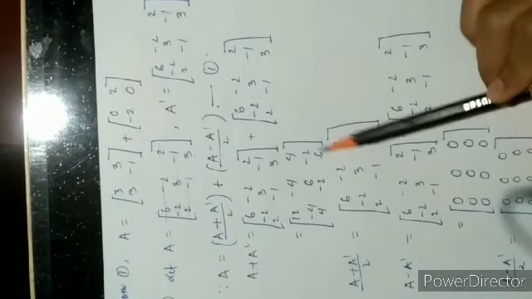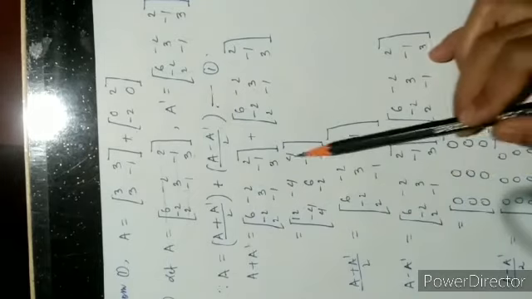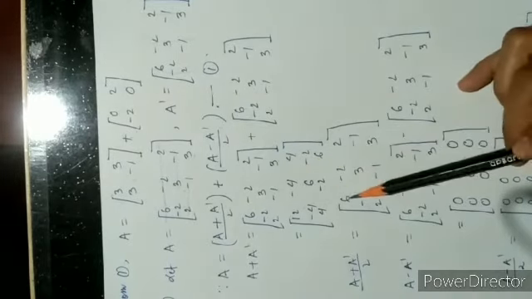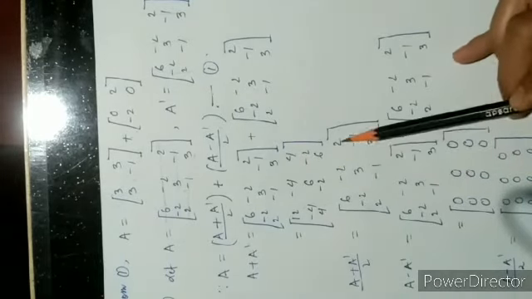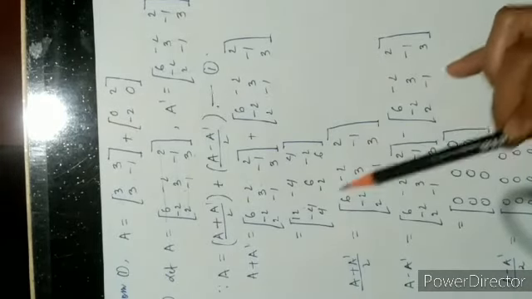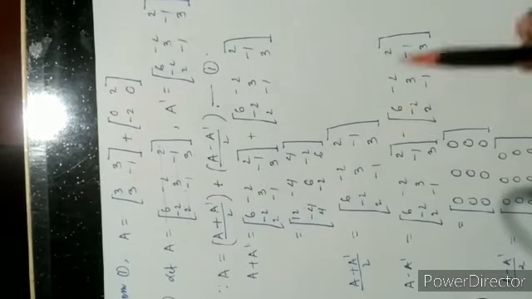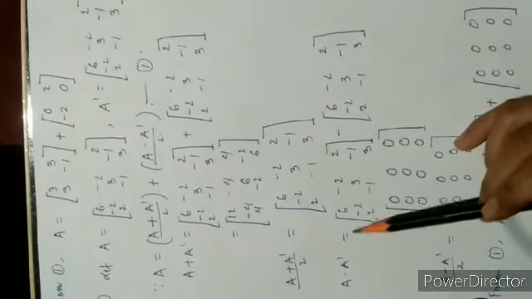The value will be A plus A dash by 2. Divide these elements by 2. 6, minus 2, 2, minus 2, 3, minus 1, 2, minus 1, and 3. So we get this. Then find A minus A dash.